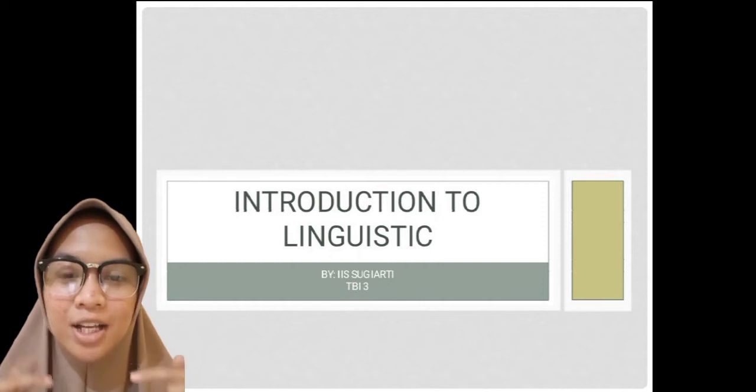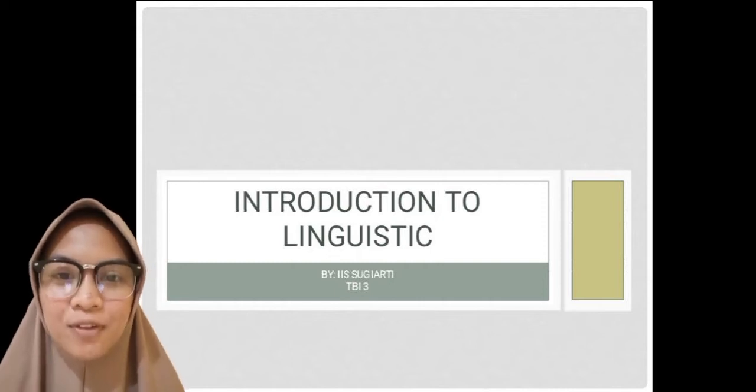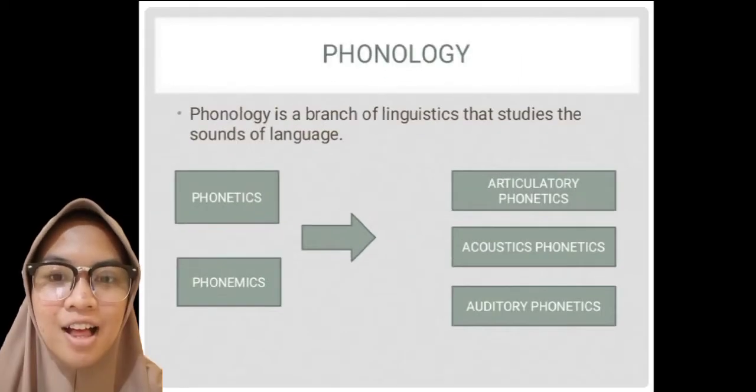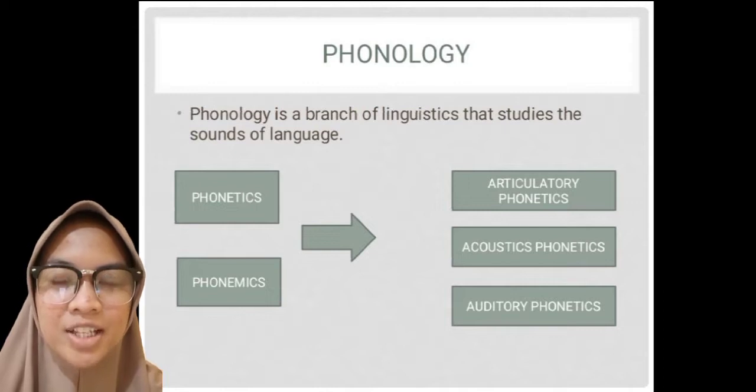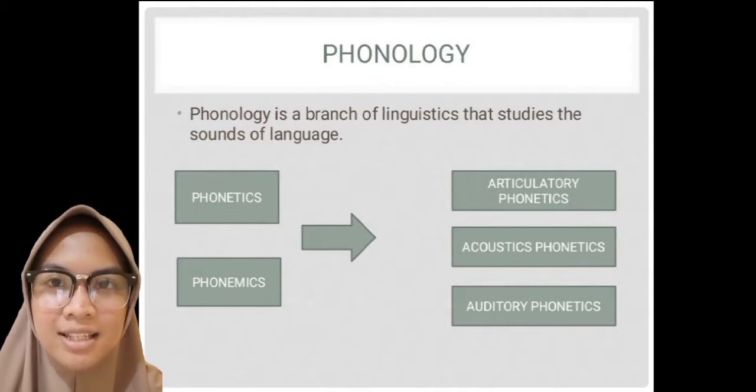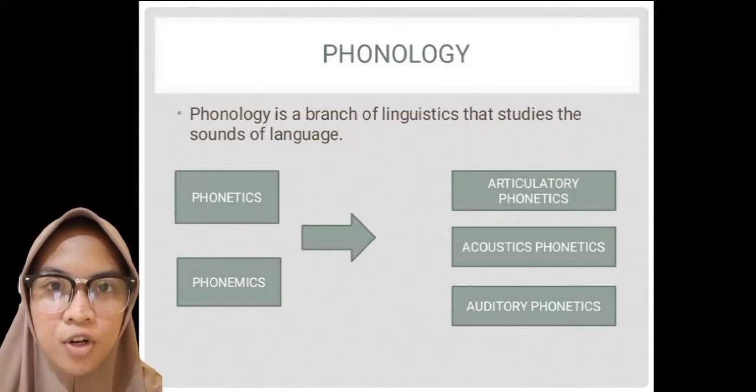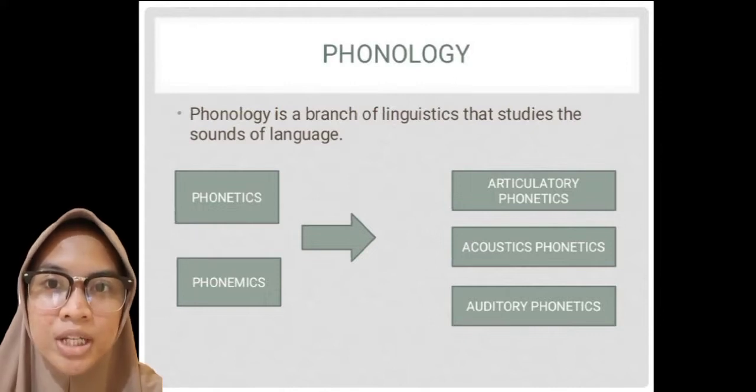Tonight I wanna explain to you about the branches of linguistics. The first branch of linguistics is phonology. Phonology is a branch of linguistics that studies the sounds of language. The first object of phonological study is the sound of language, which is called the sound system or phonetics. And the second examines phonemes, which is called the phonemic system.